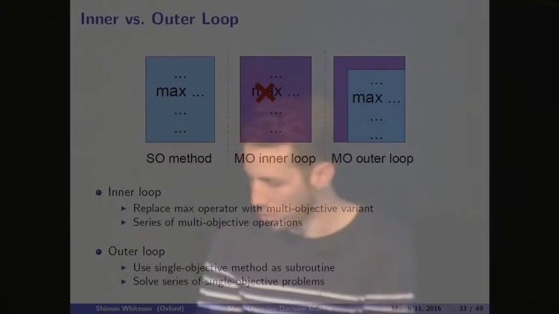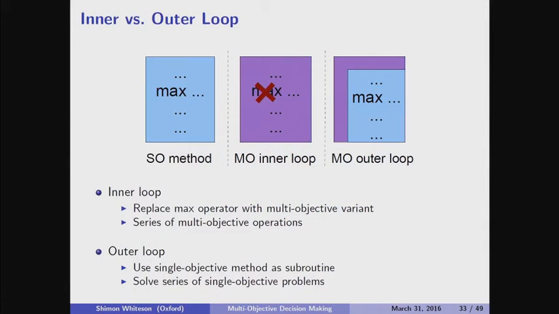Okay, what we can also do is take an outer loop approach, where we say, okay, we just take our original single objective method and we don't alter it at all, but we just put a wrapper around it. We just call it as a subroutine inside some larger method, which figures out in a clever way a series of single objective methods to solve, such that the solutions to those single objective problems constitute the solution to the multi-objective problem. So we sort of incrementally construct the convex coverage set by solving a series of single objective problems.